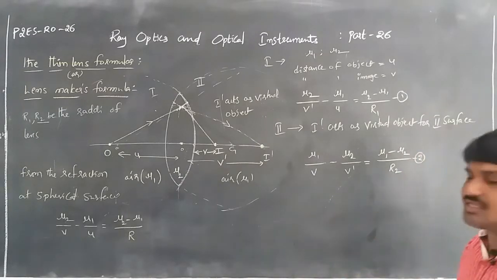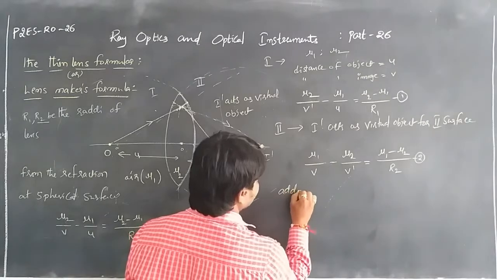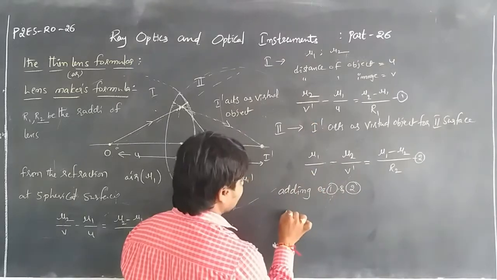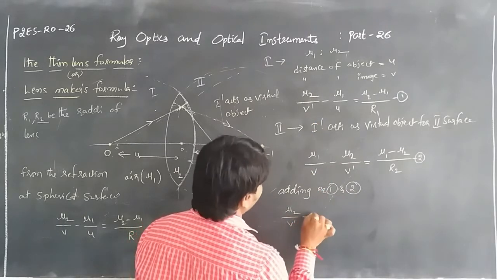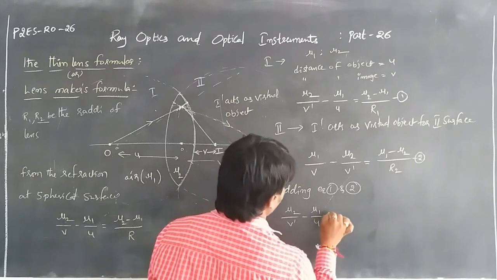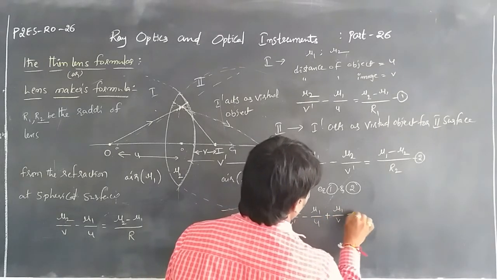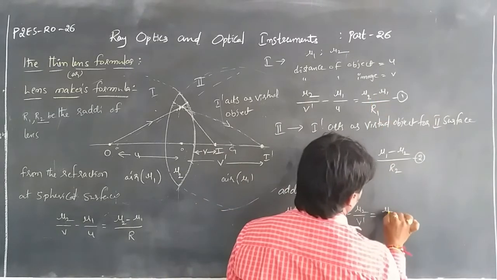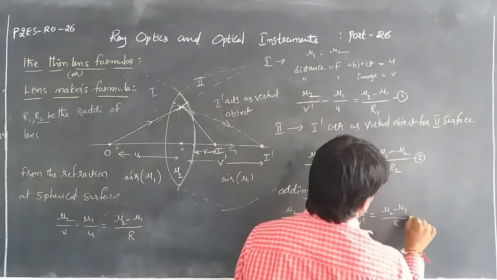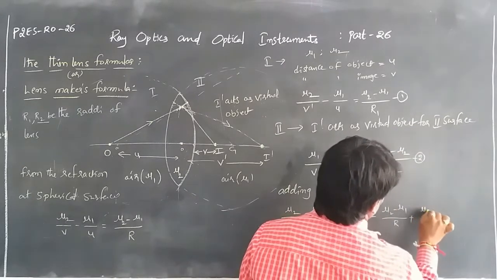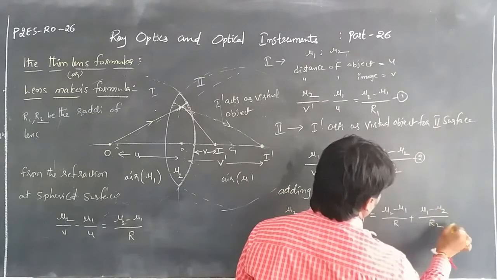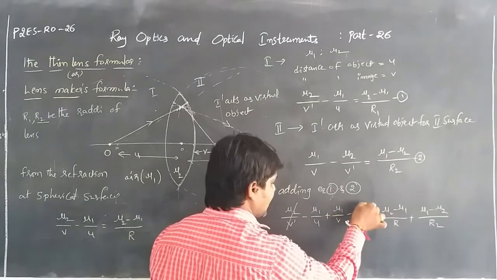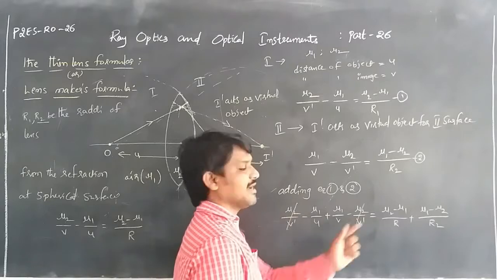By adding equation 1 and equation 2, we get mu2 by v dash minus mu1 by u plus mu1 by v minus mu2 by v dash is equal to mu2 minus mu1 by r1 plus mu1 minus mu2 by r2. Then from this, mu2 by v dash and minus mu2 by v dash get cancelled because of the plus and minus symbols.